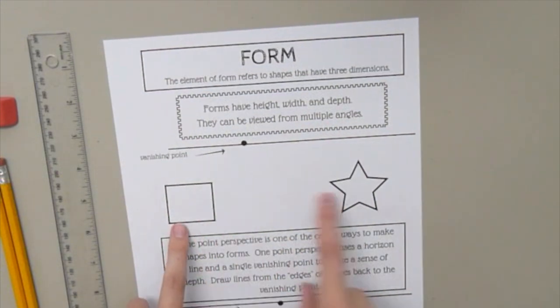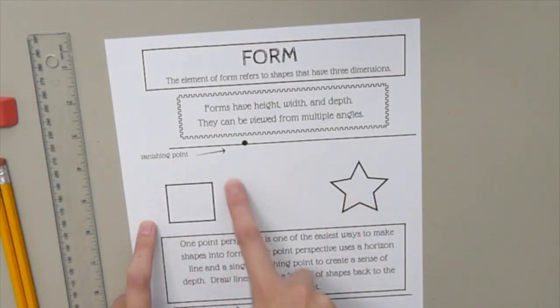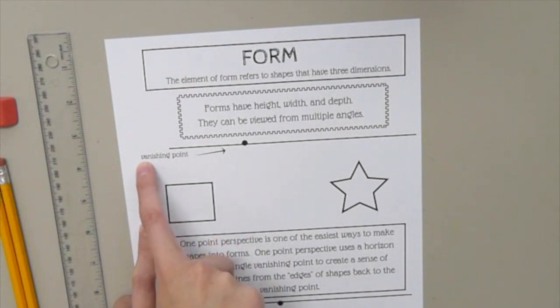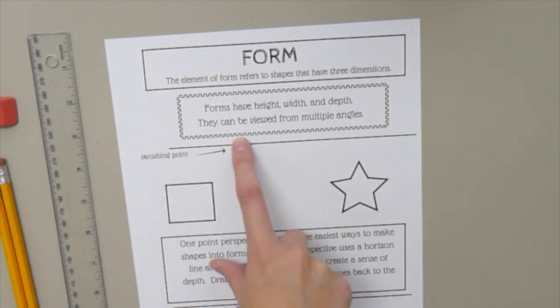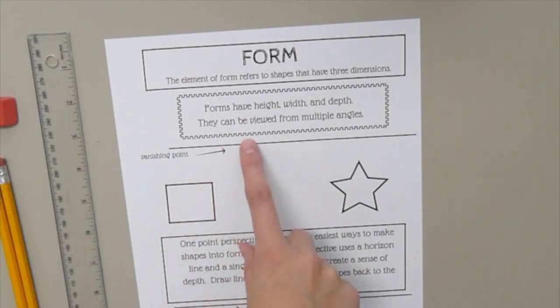So here we have 2 shapes. We have a square and a star, and we're going to focus on the square first. And we have this thing right here. This is saying that this is the vanishing point, and it has an arrow to this dot. The vanishing point is where all of our lines are going to go to.